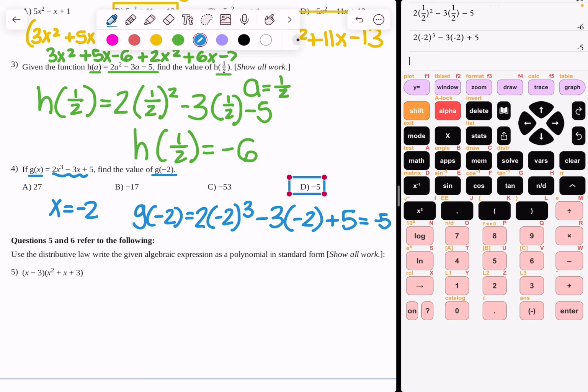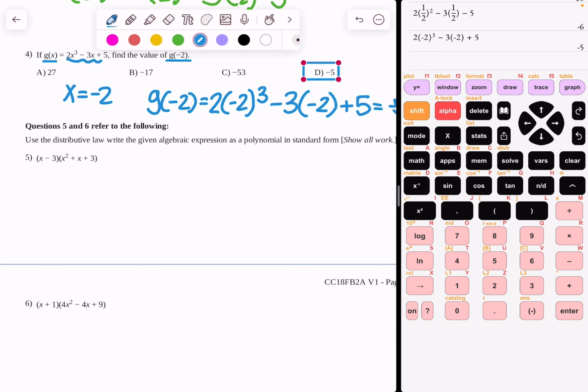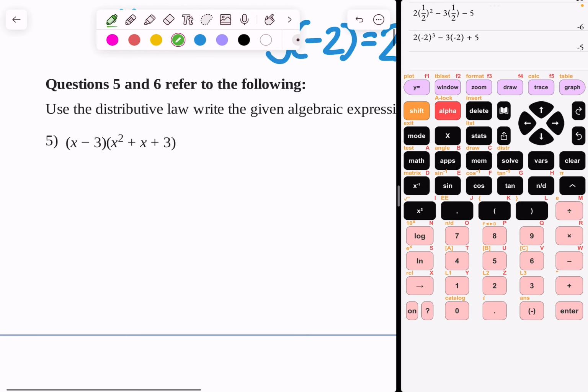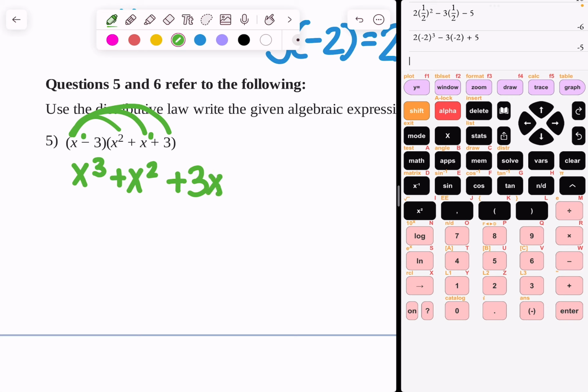All right, let's look at this next question. Use the distributive property and write our answer in standard form. Okay. So x times x squared would give us x to the third. Then x times x would give us x squared because we add the exponents 1 plus 1. And x times 3 is 3x. Okay. Then negative 3 times x squared is negative 3x squared.